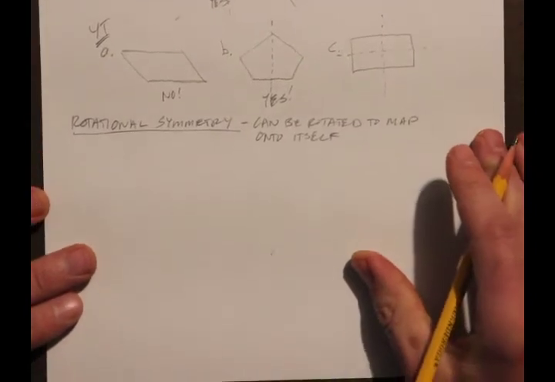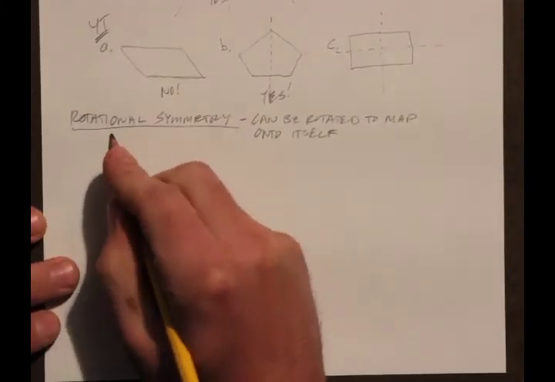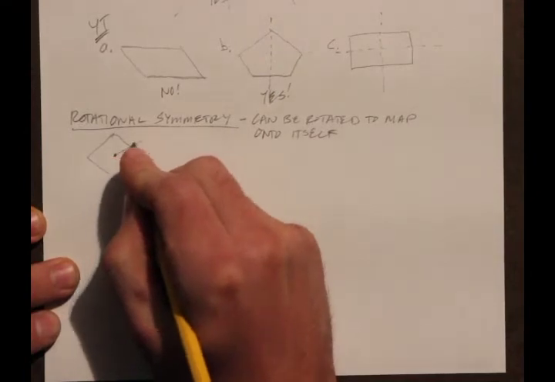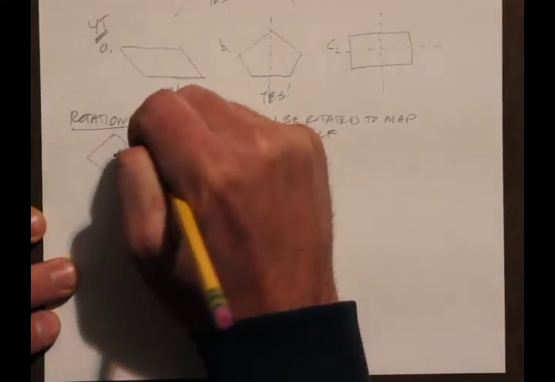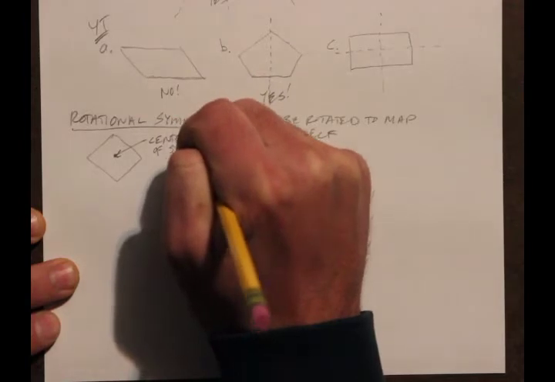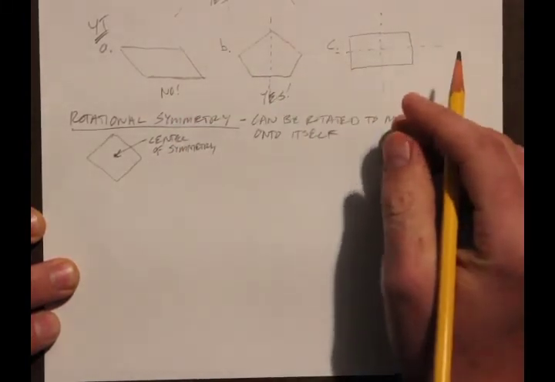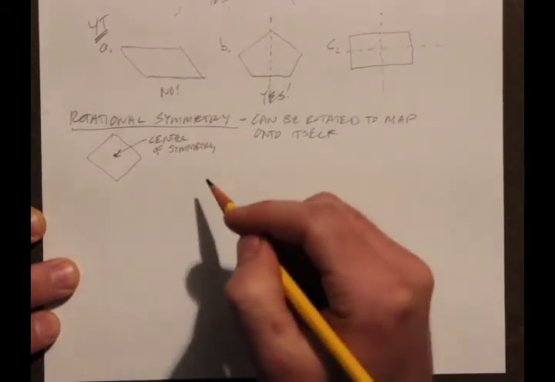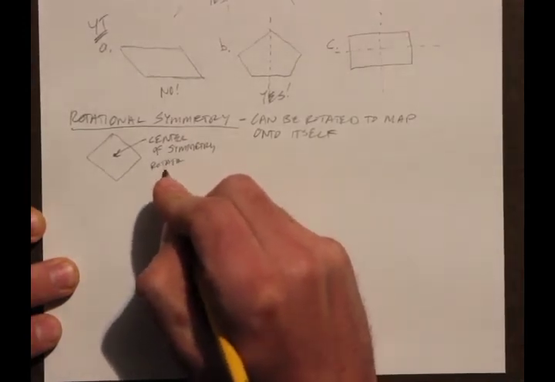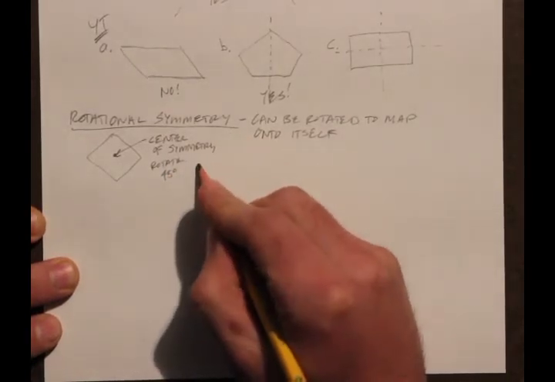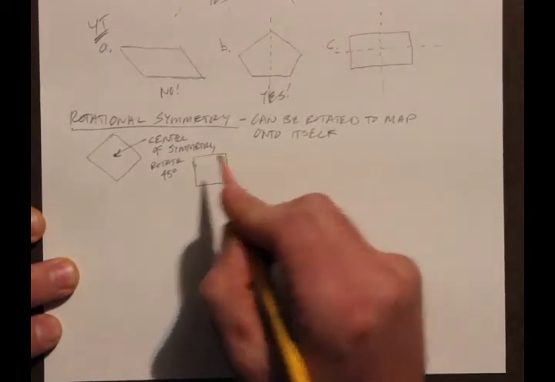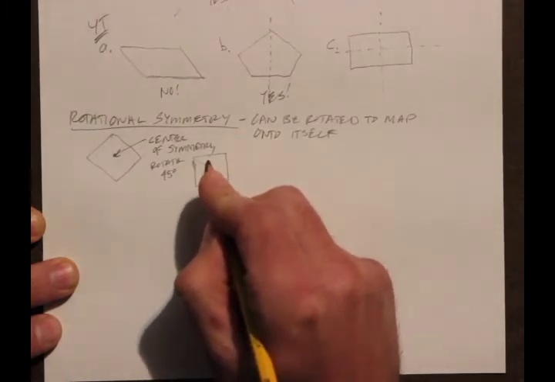So let's see what that means here. Let's say I have a square, and right here in the middle of the square, this is my center of symmetry. So there's my center of symmetry in that square. And if I was to rotate this square 45 degrees, then it would turn to be right here like this. Right? 45 degrees from there to there.